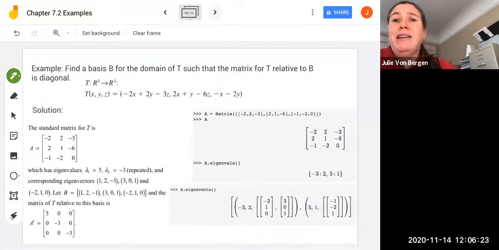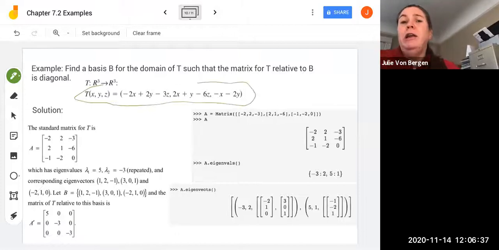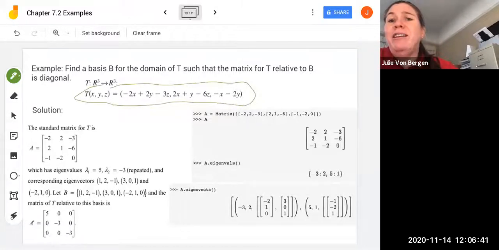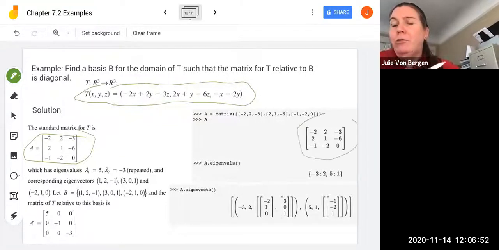So let's take a look at an example. We want to find a basis B for the domain of T such that the matrix for T relative to B is diagonal. T is this linear transformation right here. It maps R3 to R3. The first step is to find the standard matrix for T. We get that just by taking the coefficients of T and plugging them into matrix A, and I've defined it over here in Sympy as well.